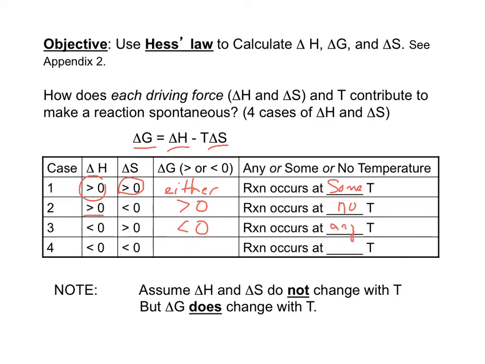In case 3, if delta H is less than 0, delta S is greater than 0, delta G will always be less than 0. That means that reaction will occur at any temperature. And for case 4, that reaction will occur at some temperatures.